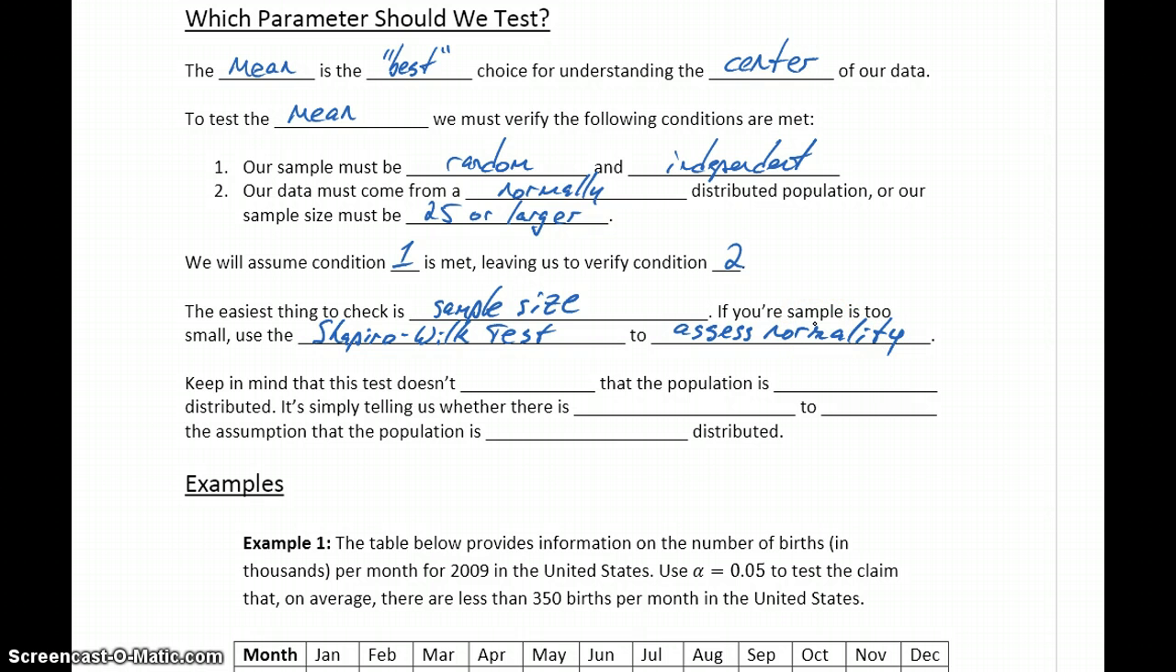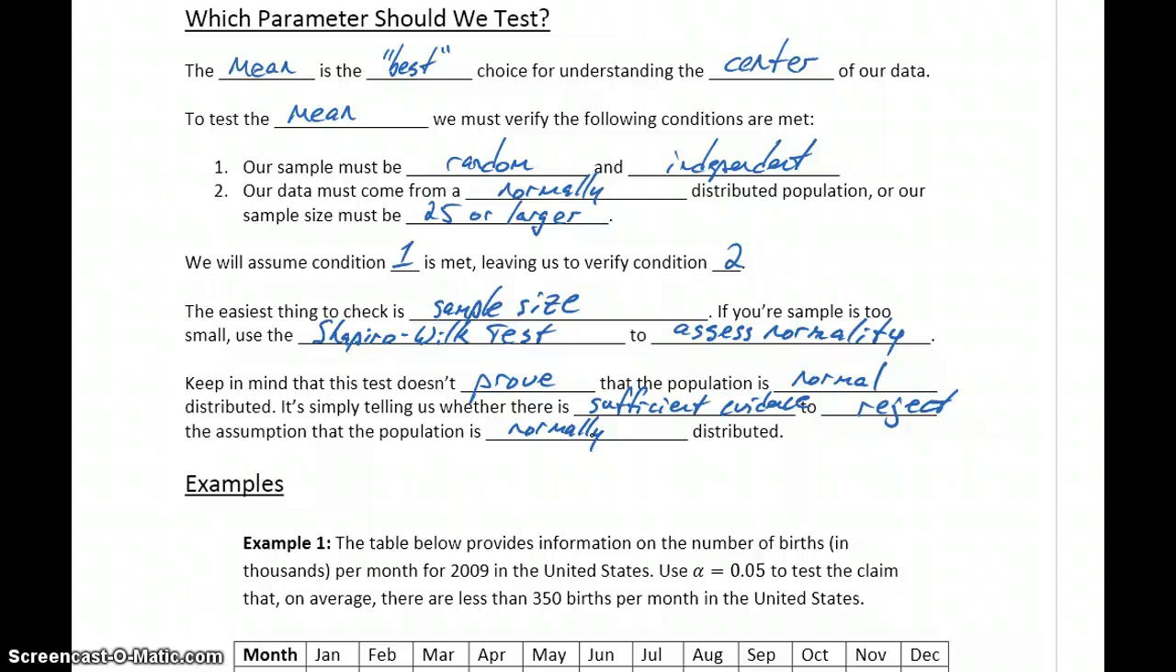What we want to keep in mind with this test, though, is that when we conduct it, we don't prove anything about the normality of our population. So we don't prove that the population is normal when we conduct that Shapiro-Wilk test. The test is simply telling us whether there is sufficient evidence to reject the assumption that the population is normally distributed, or telling us that there isn't sufficient evidence. So we always have to keep that idea in mind with hypothesis testing.